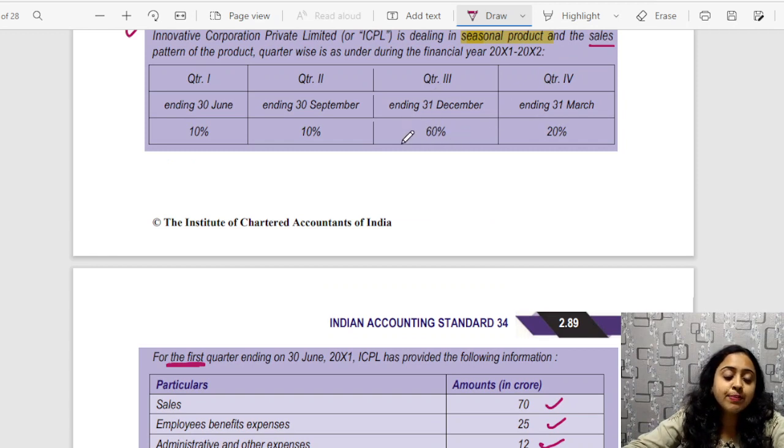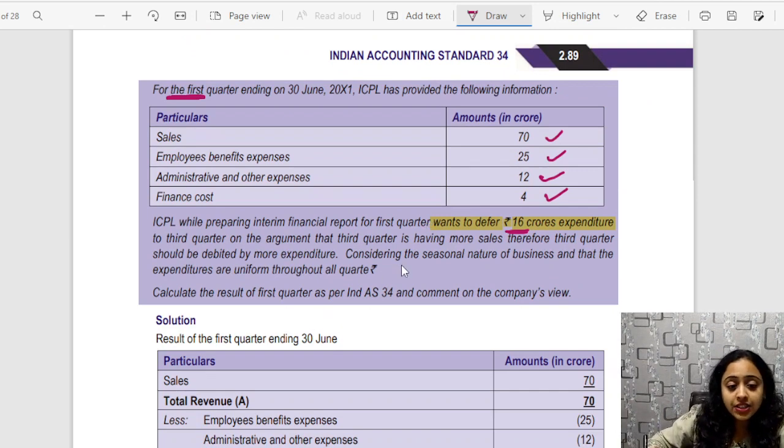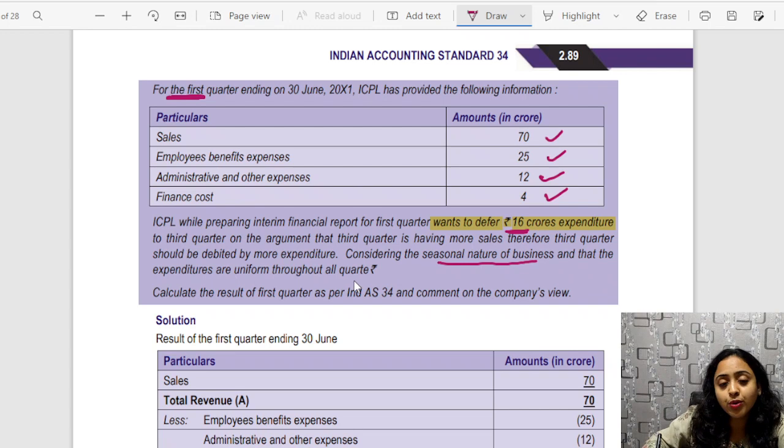So ICPL is commenting that they should report the taxes 60% to the quarter 3. Such amount from here should be deferred to quarter 3 because there is higher sales in quarter 3. Considering the seasonal nature of the business and that expenditures are uniform throughout all the quarters, calculate the results of the first quarter as per Ind AS 34 and comment on the company's view.